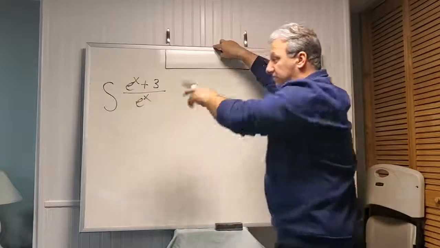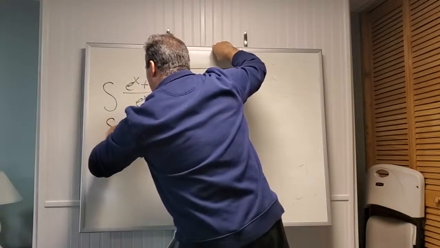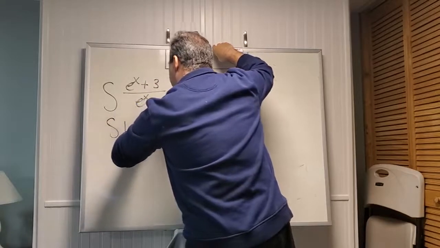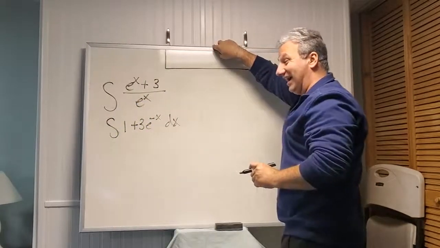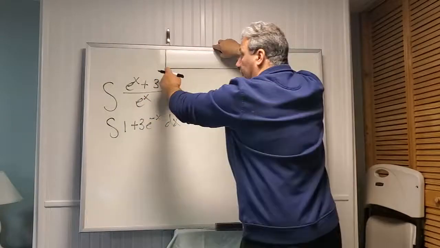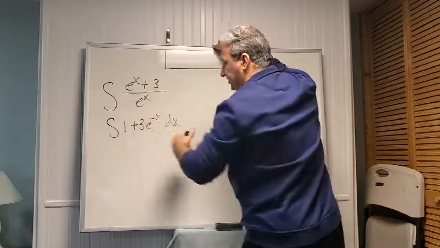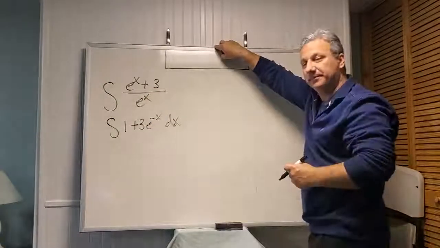That plus means I can split it into 2 fractions. And really what I have is 1 plus 3e to the negative x to integrate. I'll leave you to think about how the heck I did that. E to the x over e to the x is 1. There you go. 3 over e to the x is rewritten as 3e to the negative x. And then I would do each one of these separately.